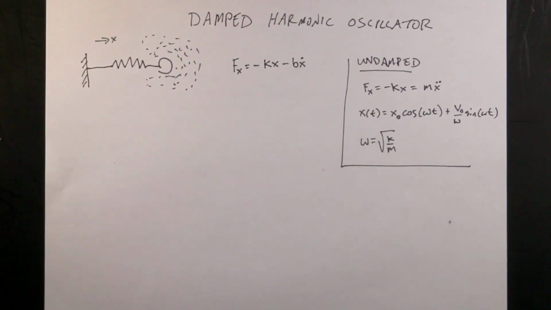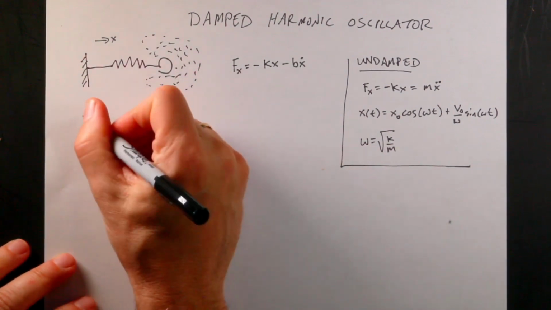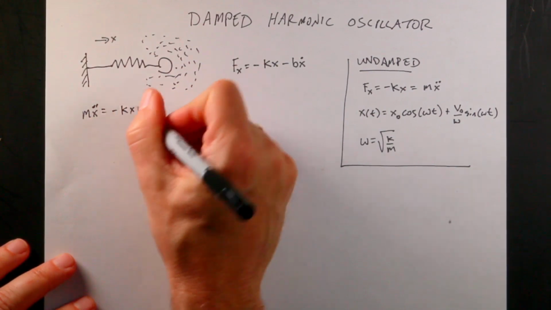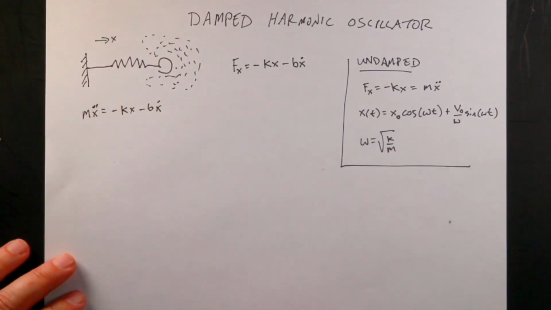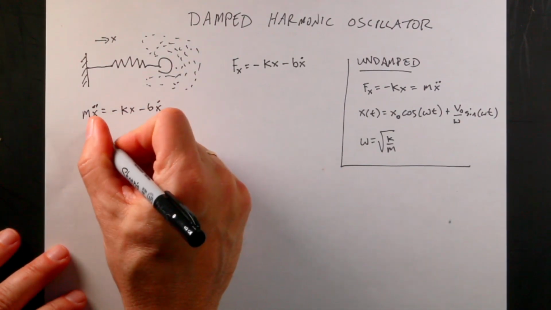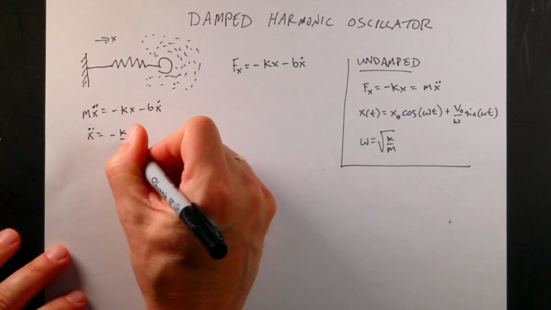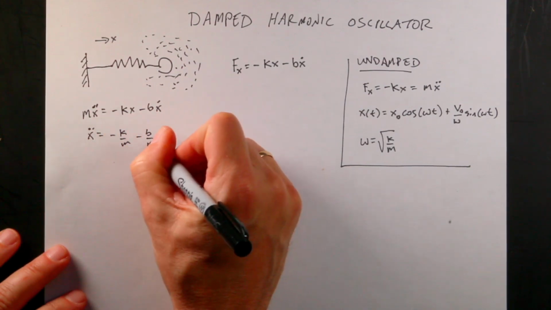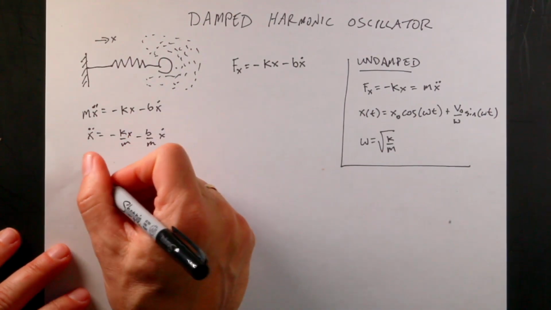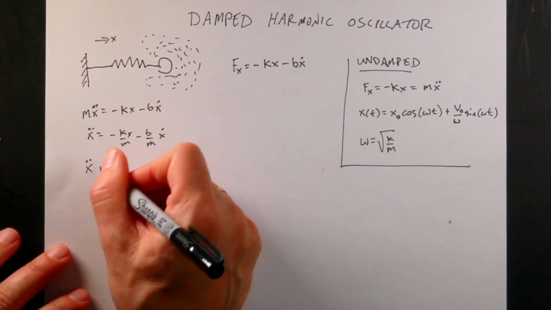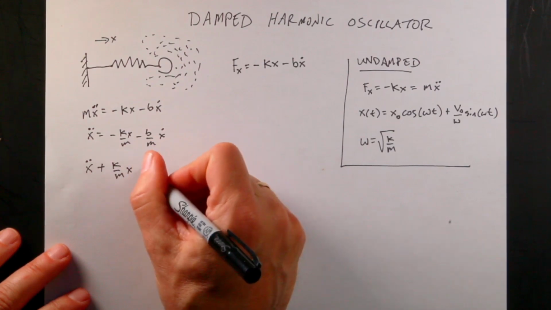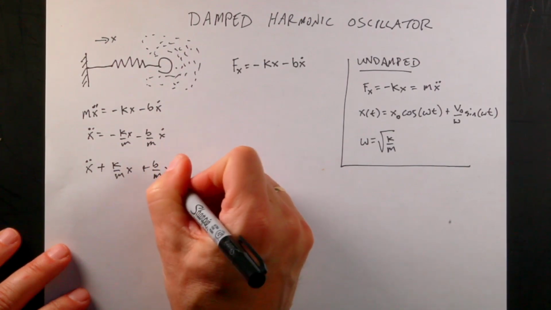So with this equation, I want to solve, let's just write this as m x double dot equals negative kx minus b x dot. That's the equation we want to solve. Let's move all these terms to the other side. Actually, divide by m. x double dot equals negative k over m x minus b over m x dot. Oh, I missed the x. And now I move them all to one side. I get x double dot plus k over m x plus b over m x dot equals 0.